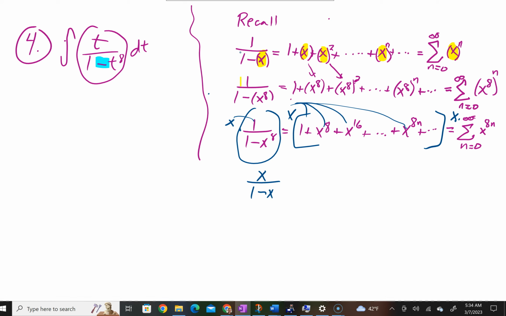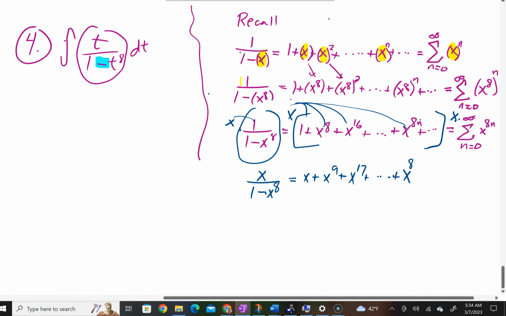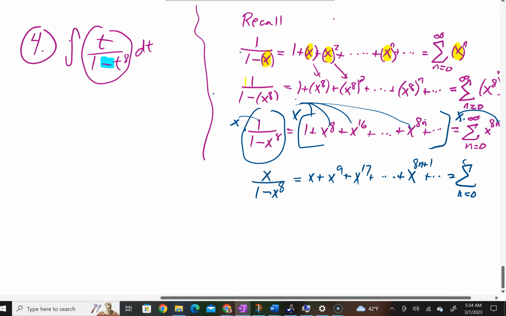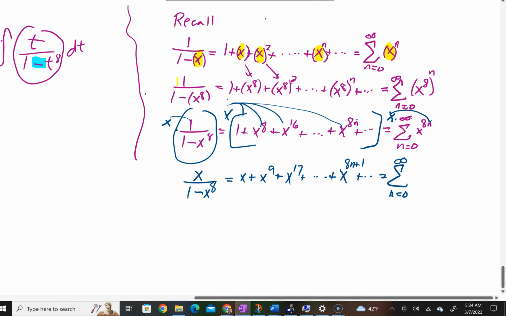So what do we get? We have this x all over 1 minus x to the 8th. Distributing, you'd have an x plus x to the 9th plus x to the 17th, and I'm going to have one more power of x. This is now 8n plus 1. And that means our sigma, this x got multiplied inside. We're going to add a 1 inside of sigma there. That's x to the 8n plus 1. Wow, look at that.